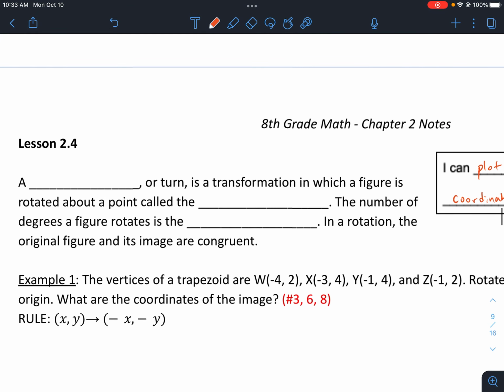So today we're going to talk about a rotation, right? The key word for rotation is a turn. A rotation is a transformation in which a figure is rotated or turned about a point called the center of rotation. The number of degrees a figure rotates is the angle of rotation. In a rotation, the original figure and its image are congruent.